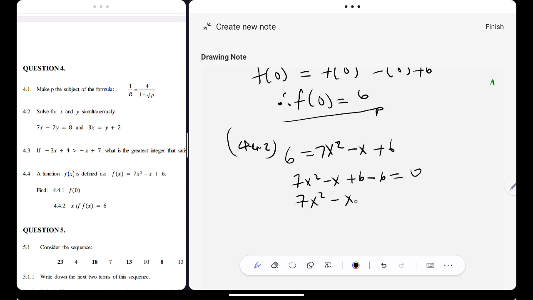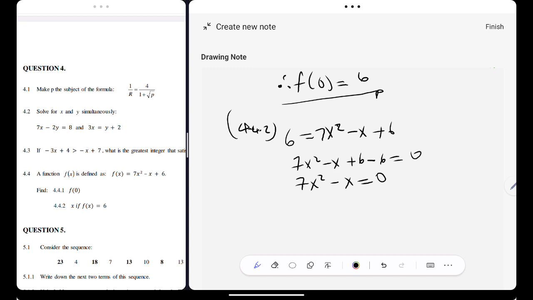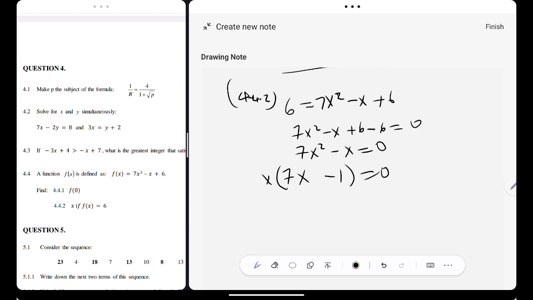7x squared minus x, then I just need to take out a common factor, which is x. I'm left with x times 7x minus 1 is 0. I have two things multiplied, the answer is 0. It simply means the first thing is 0 or the second thing is 0.